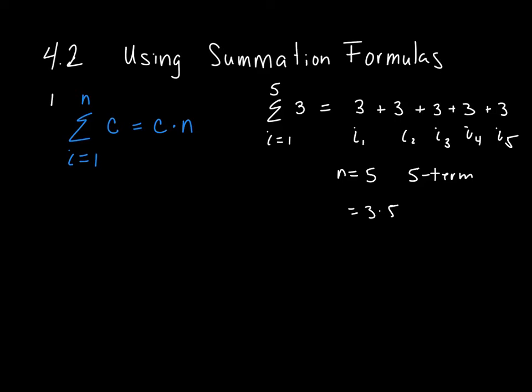All right, the next general formula that we need is the sum, again, from i is equal to 1 to n of any number i. That sum is n times n plus 1 over 2. Now, an example of what that means, we're going to do the same thing. We'll use the same numbers. We're going to go from i is equal to 1 to 5 of i.